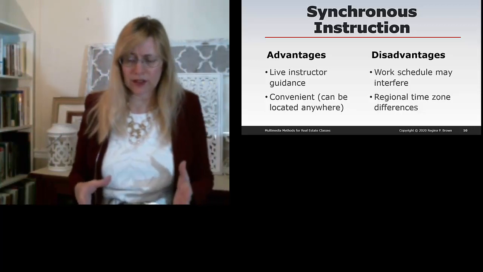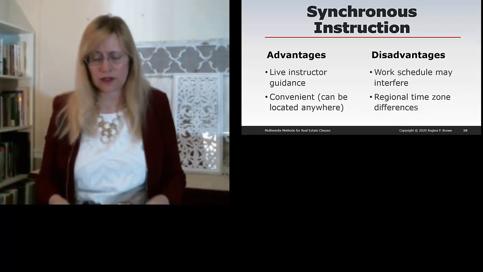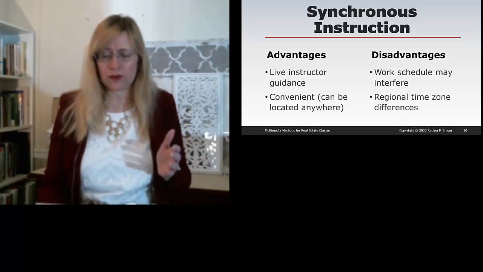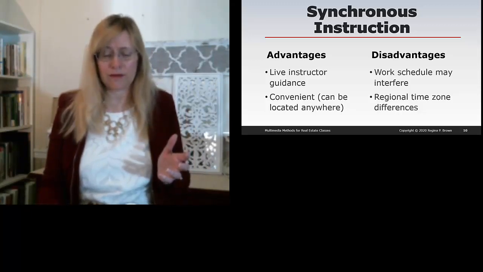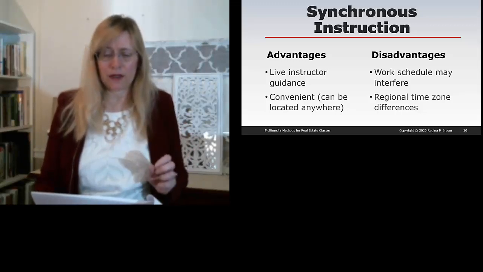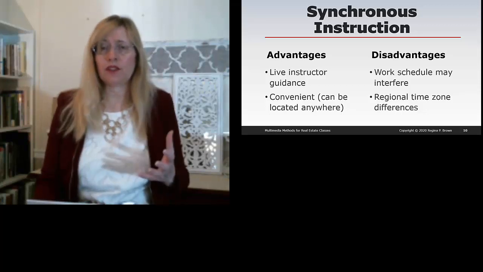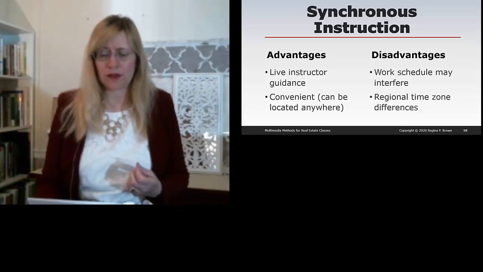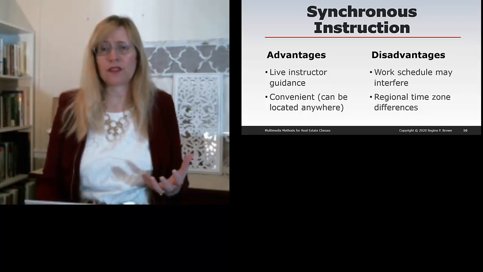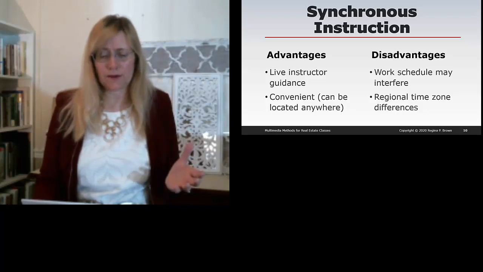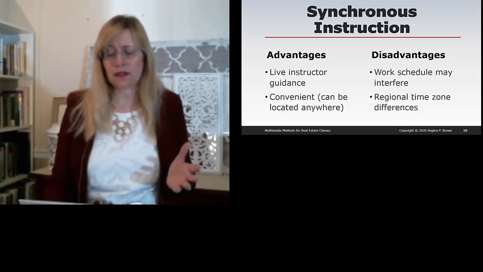Despite its advantages, there are some disadvantages to synchronous instruction. When a class is held at a certain time, students may have work schedules that may conflict with the class schedule. In addition to job duties, higher ed students often have families for whom they must care, including children, parents, siblings, and spouses. In order to attend a synchronous class, they would need to find childcare or arrange for assistance with family care.